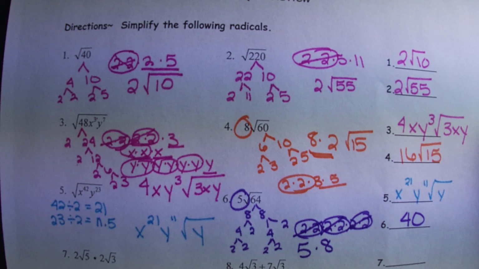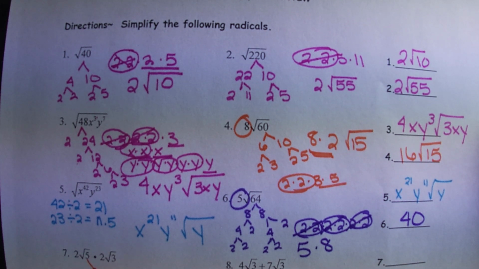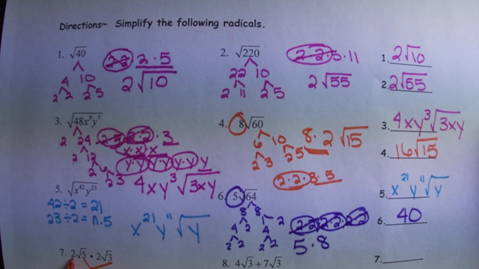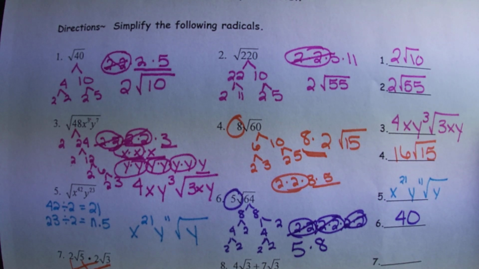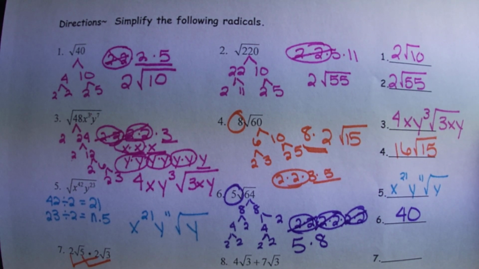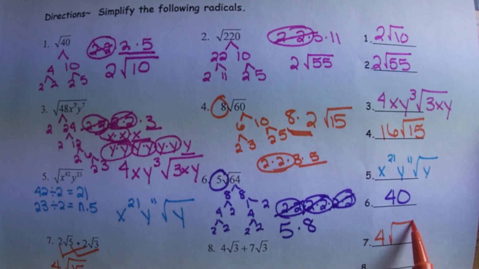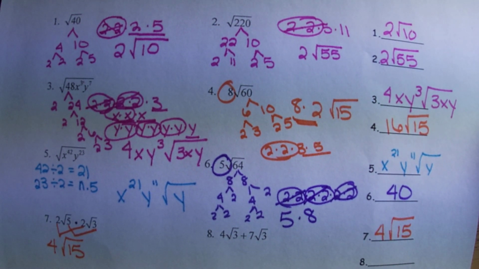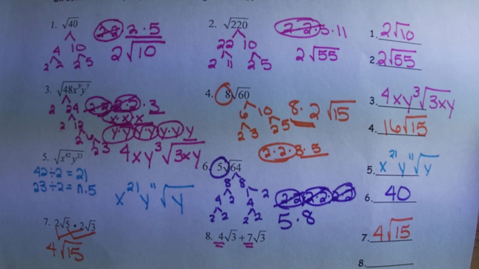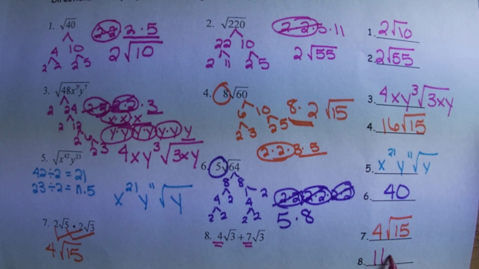Number 7, when we multiply, we multiply numbers that are inside together and numbers that are outside together. So 2 times 2 is 4. 5 times 3 is 15. So we get 4 square root 15. Number 8, when we add, we add the numbers in front and we keep the label the same. So 4 plus 7 is 11. And then the square root 3 stays the same.